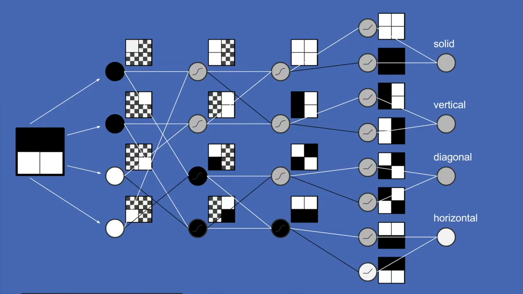And so when we finally get to the output, we can see they're all 0 except for this horizontal, which is positive, and that's the answer. Our neural network said this is an image of a horizontal line.